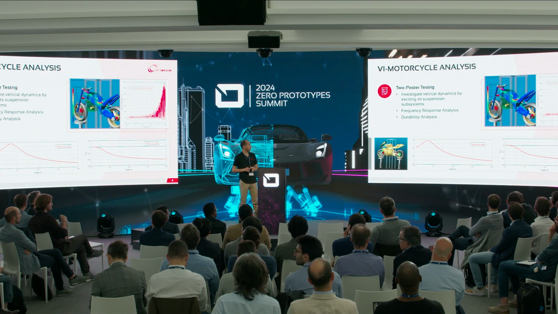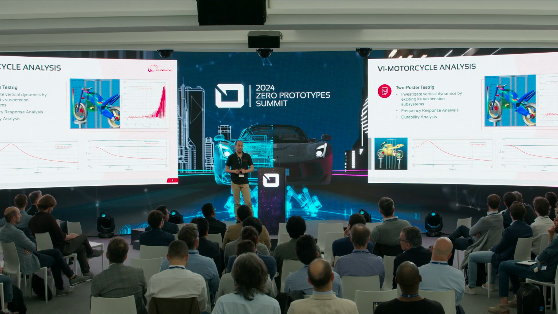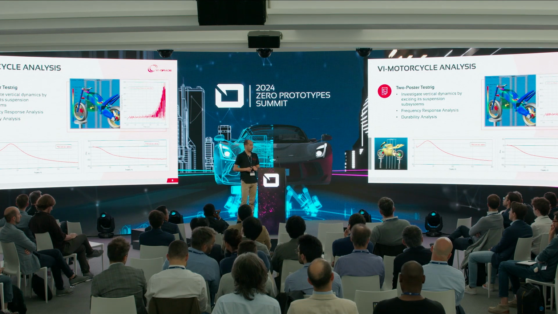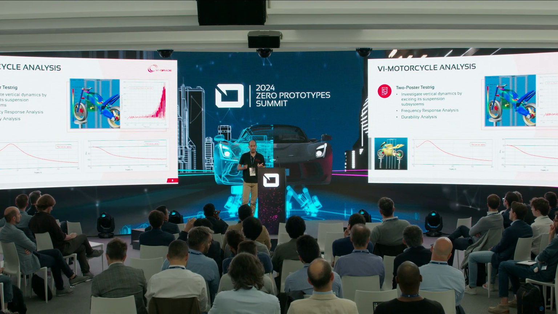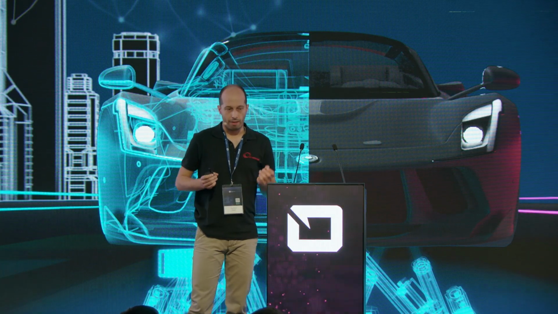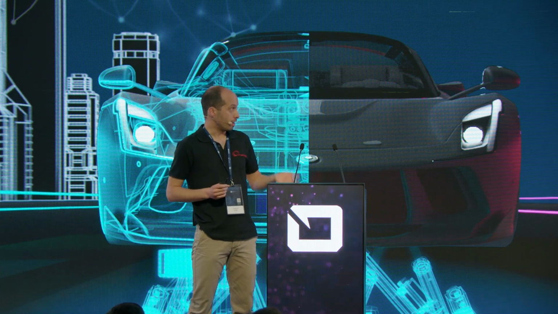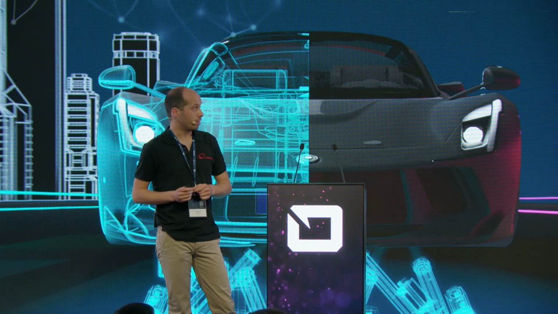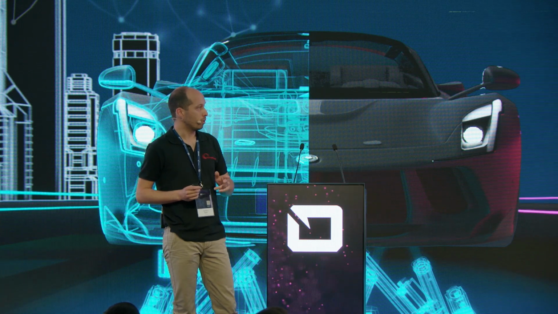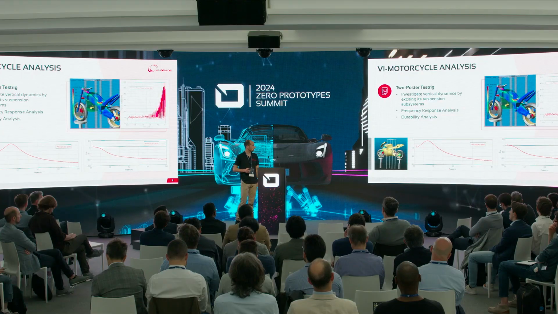Then we have the two-poster test rig. In theory, it should be a video, but it doesn't start. Anyway, the two-poster test rig, in this case, is a dynamic analysis that allows to investigate the vertical dynamics of the motorcycle, because you can actuate and apply vertical loads in the pads. It allows to investigate the vertical dynamics and see the frequency response analysis in the vertical plane of the motorcycle.